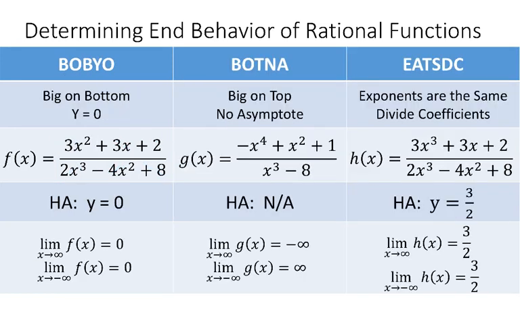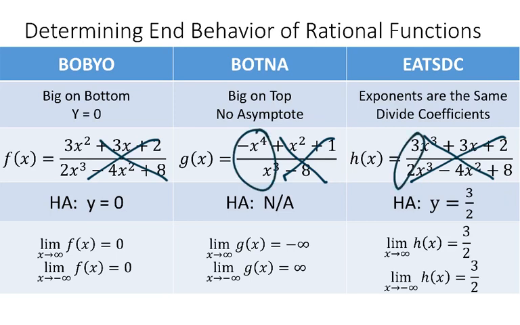So here they all are together. All right, the Bob-Yo, the Bot-Na, the EATS DC. The basic idea in behavior modeling is that at infinity, this stuff's not going to matter. This stuff's not going to matter. This stuff's not going to matter. The only thing that matters is basically this thing, and in this case, this thing. So it's going to act like those functions, and then you would use exponent rules to simplify those.